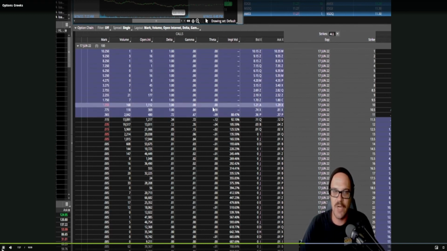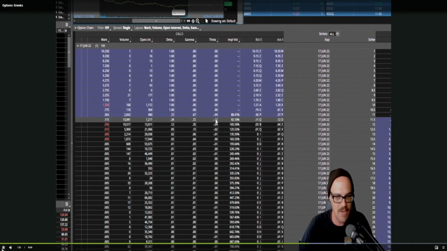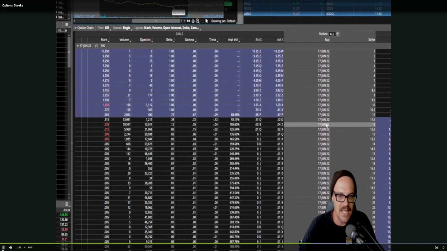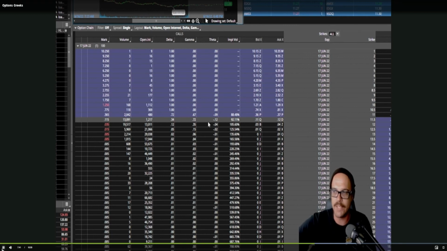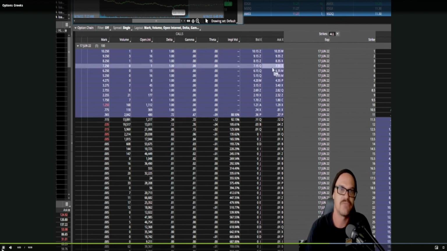Now, the last one I want to get to is theta right here. We're going to stick with the same option just to make it easy. So the 11.50 call on Ford has a theta of negative 0.12. What the heck does that mean? Well, like I said, theta is the time decay. That's how much an option is going to lose in value every day until expiration. This option expires June 17th, so this Friday. It's currently June 16th when I'm recording it. It expires tomorrow. So this option tomorrow, it's still pretty out of the money.